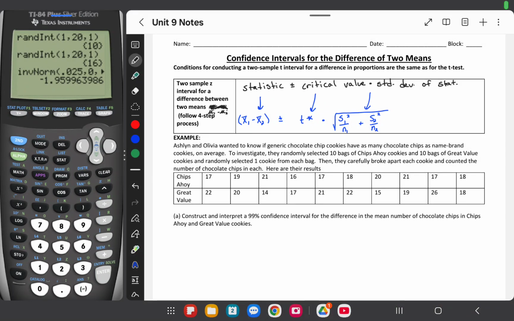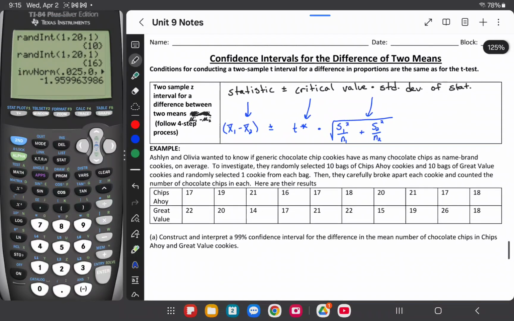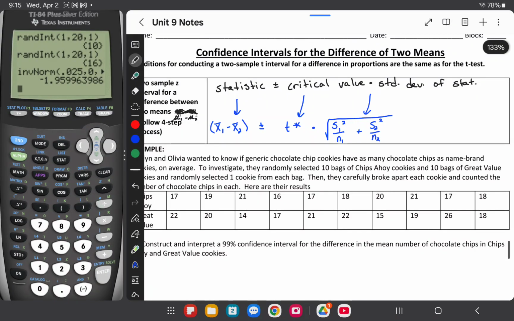All right, guys. So in this video, we're going to be talking about how to create a confidence interval for a difference of two means. So a reminder with how to do that. All confidence intervals are calculated the same way. You take your statistic plus and minus your critical value multiplied by the standard deviation of the statistic.